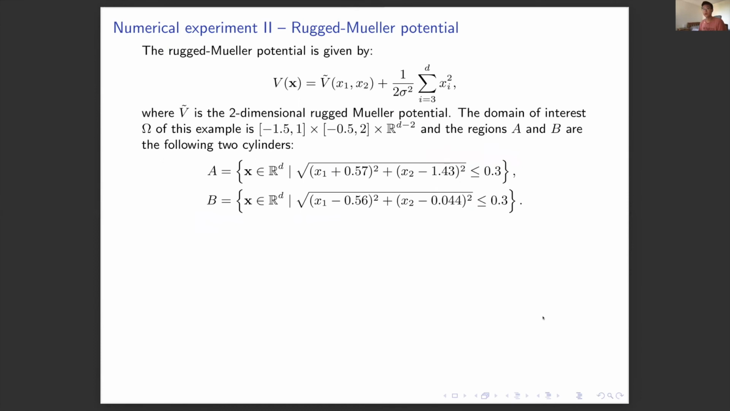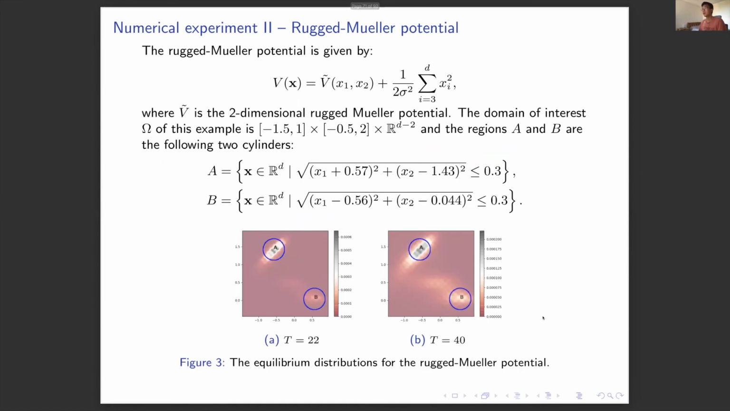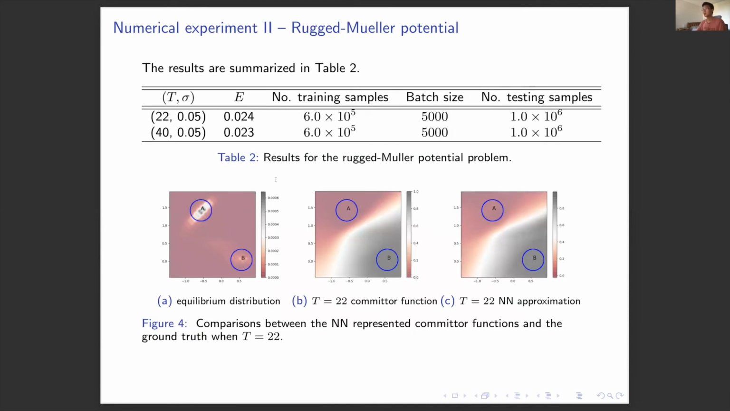Okay, and we also tested on the rugged Mueller potential, which has a rugged landscape on the first two dimensions. So in this figure, we show the equilibrium distribution on the first two dimensions. Here, region A and B are cylinders, and these two figures are drawn at temperature 22 and 40. And we also obtain very good final precision with several 100,000 training samples.